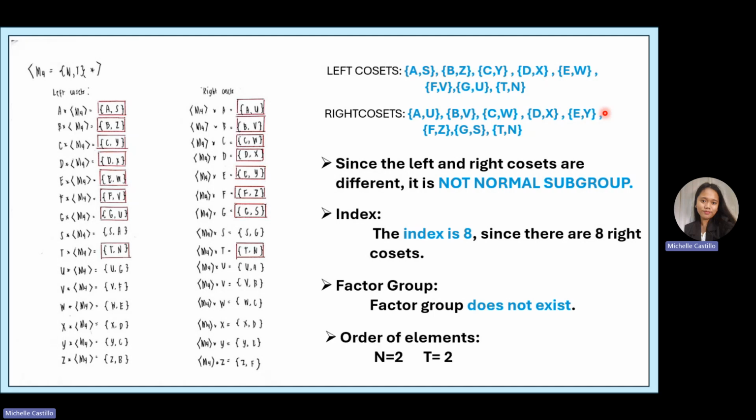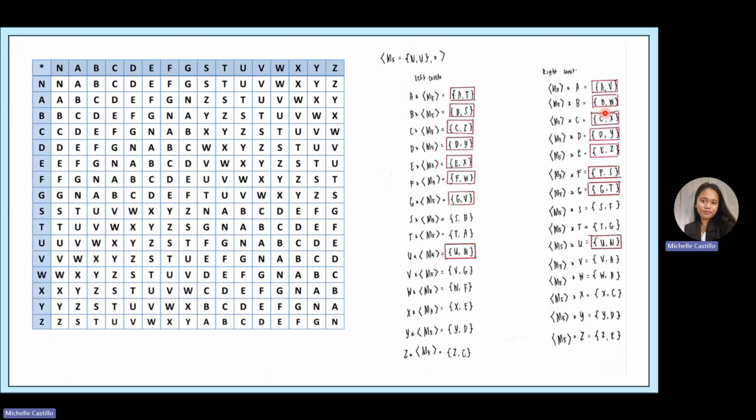Then for the order of the elements, the order of the elements n and t is equal to 2 since these two elements need to be operated with themselves in order to get the identity element. So n star n is equal to n, then t star t is equal to n, which is the identity element. Then for the next one, we have M sub 5 is equal to the set of n and u under the binary operation star.